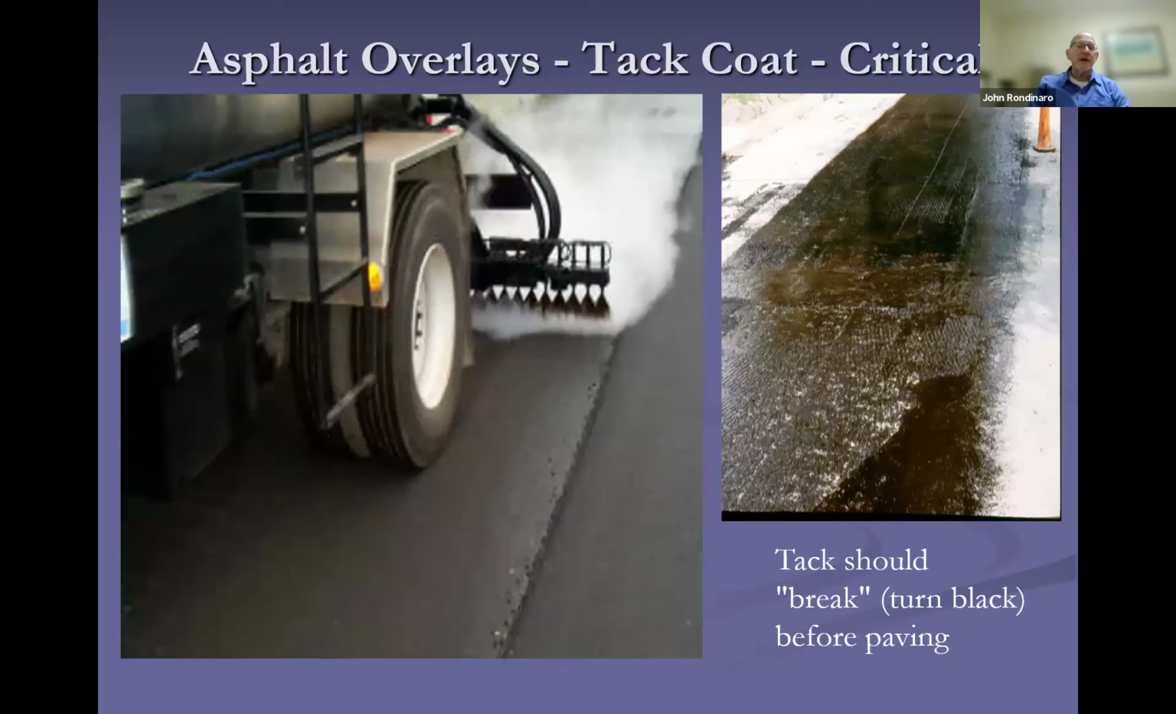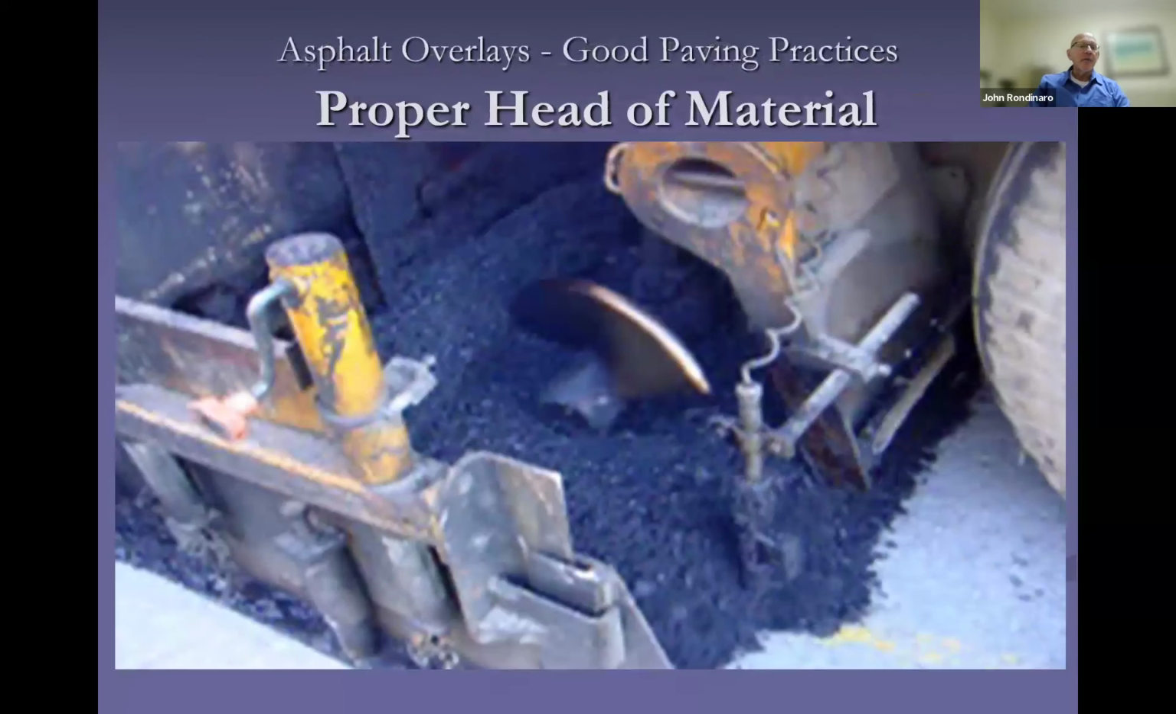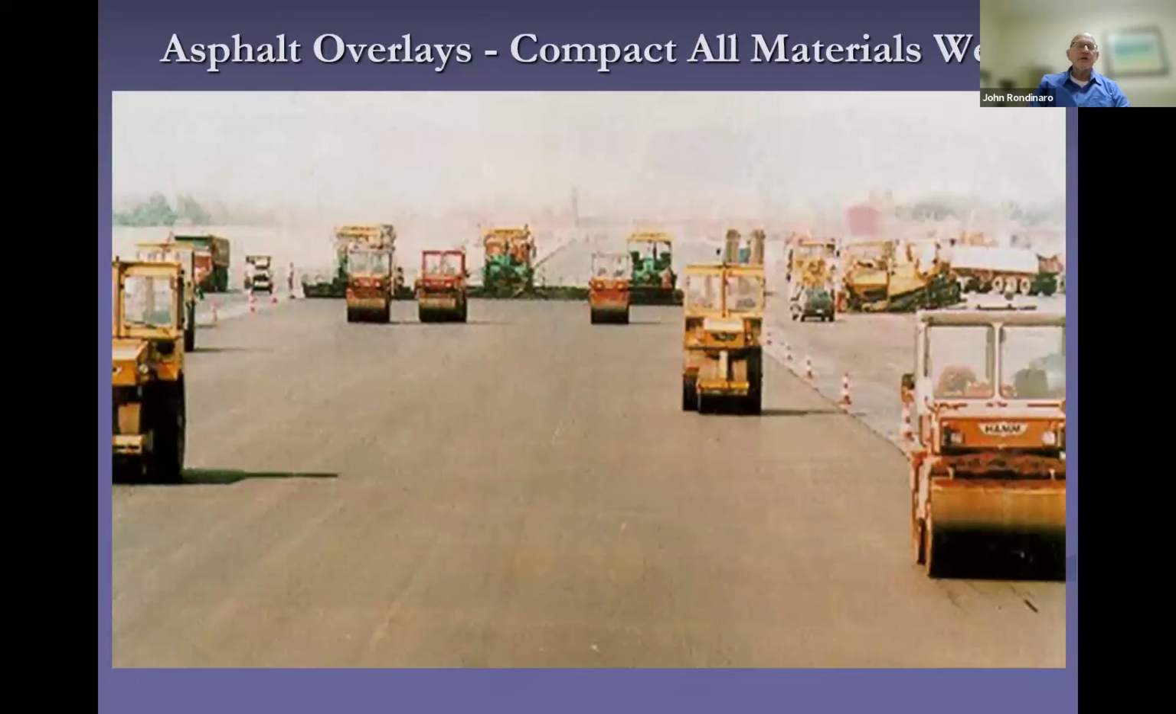You want a good V-shaped spray overlapping so that you get complete coverage of the area that's getting tacked, and you always want your tack to turn black before paving. You want to keep your paver well fed. You want that proper head of material, and it's got to be at least halfway up the axle of that auger. And in terms of compaction, you need the appropriate number of rollers.